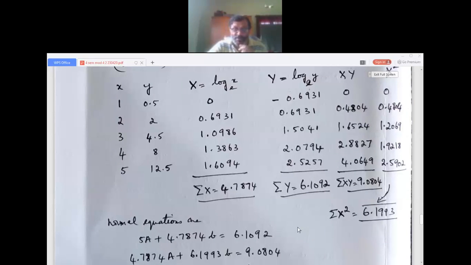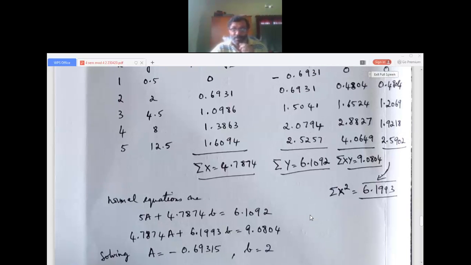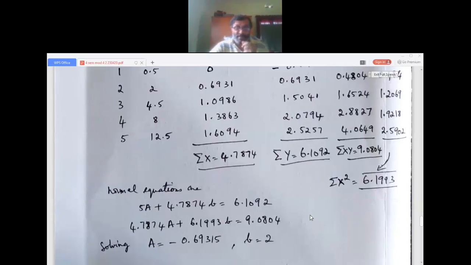6.1993. Now we substitute all this in the normal equations. N is 5, the total number of inputs. So 5A plus sigma X into B, that is 4.7874 into B, equals sigma Y, that is 6.1092. Then 4.7874 into A plus B sigma X squared, so 6.1993 into B, equals sigma XY, that is 9.0804.